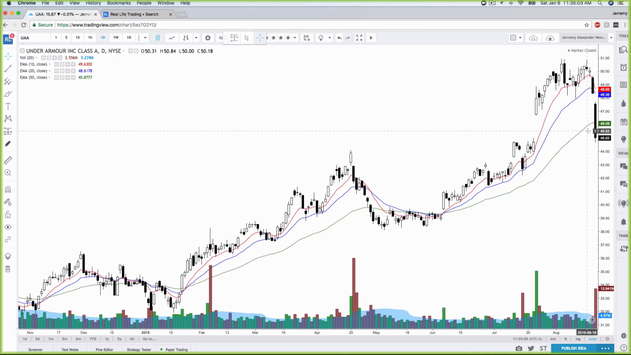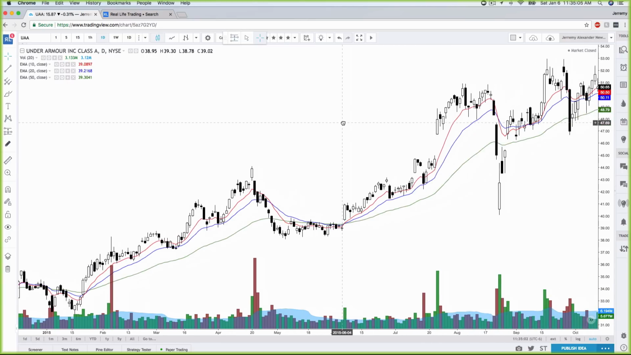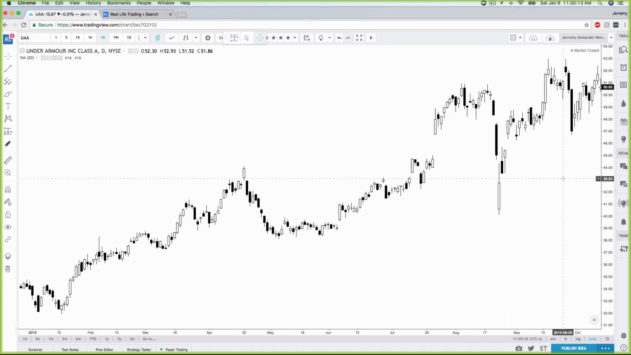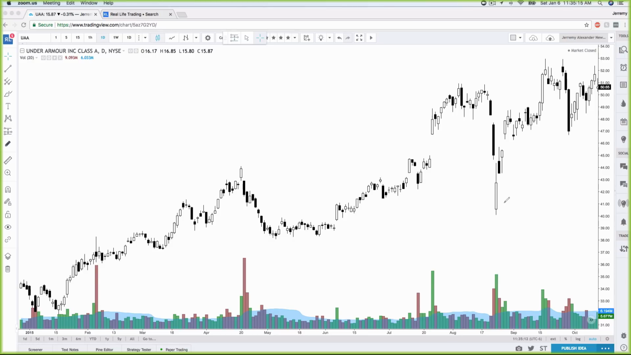Just a nice move. So anyway, kind of go back to you're looking for a tweezer bottom if I can find one. This is 2 pennies away. So let me turn off the moving averages here for a second. 2 pennies away, right here. Very, very close to a tweezer bottom.